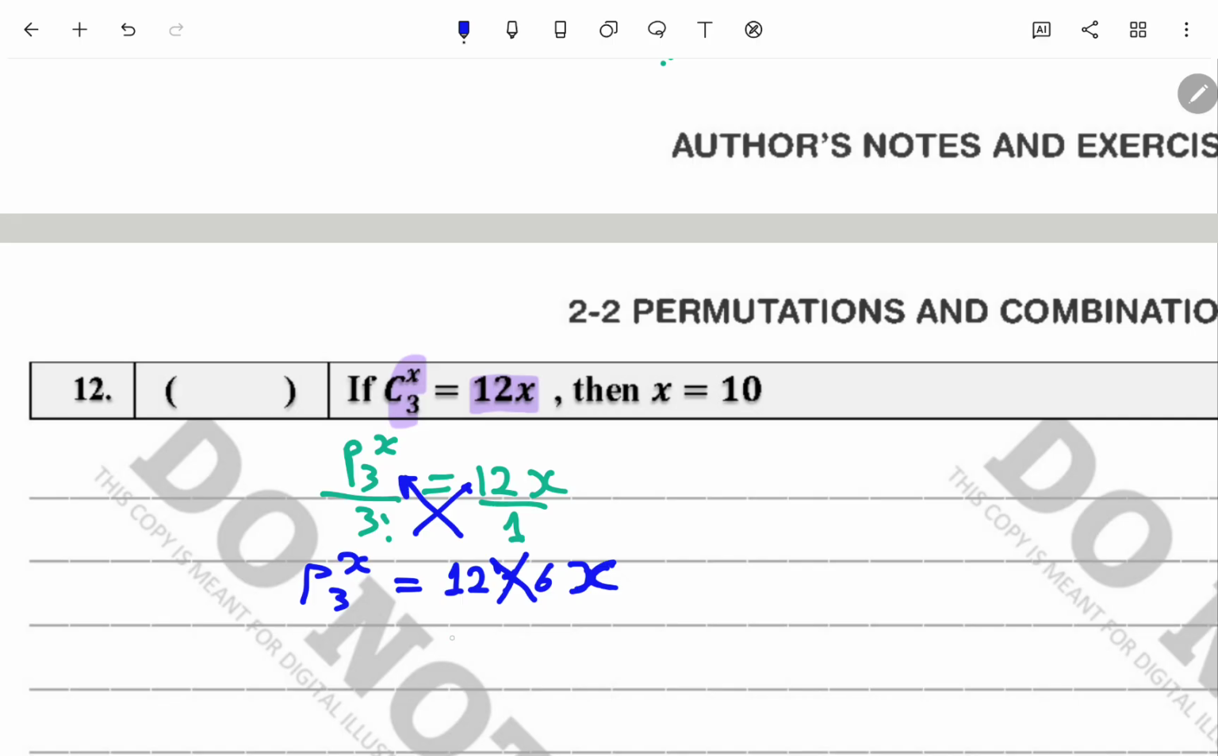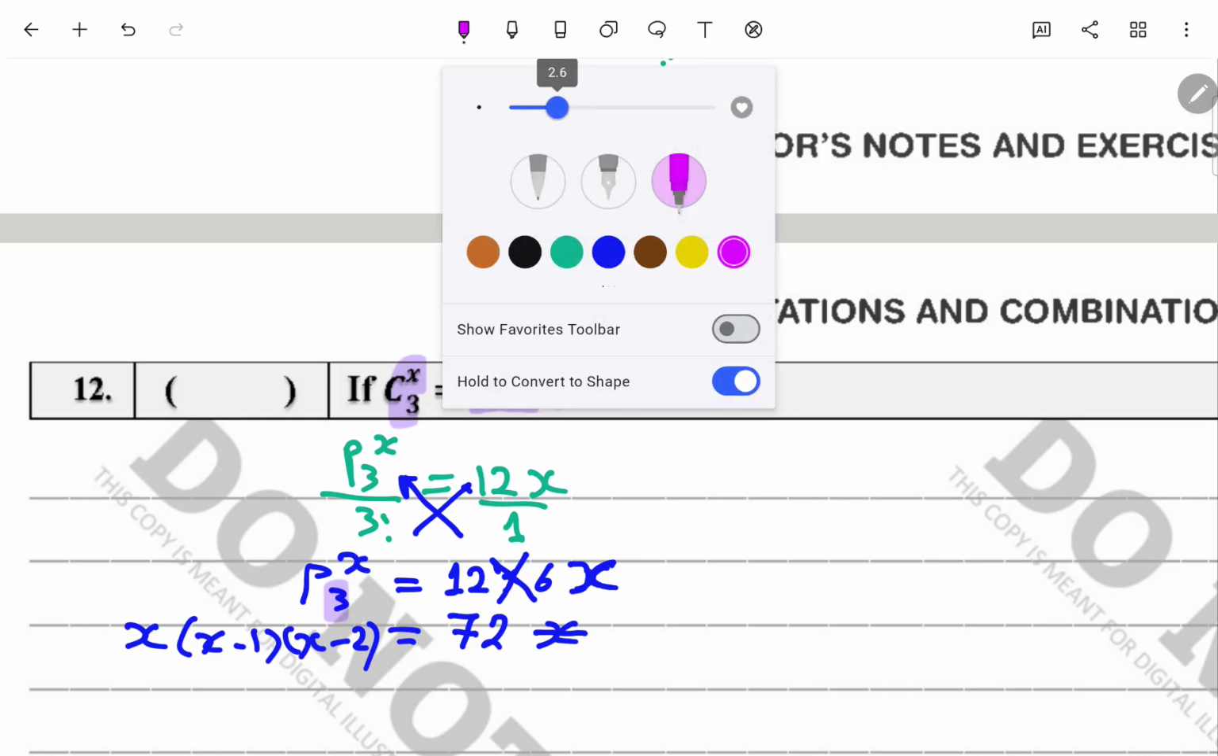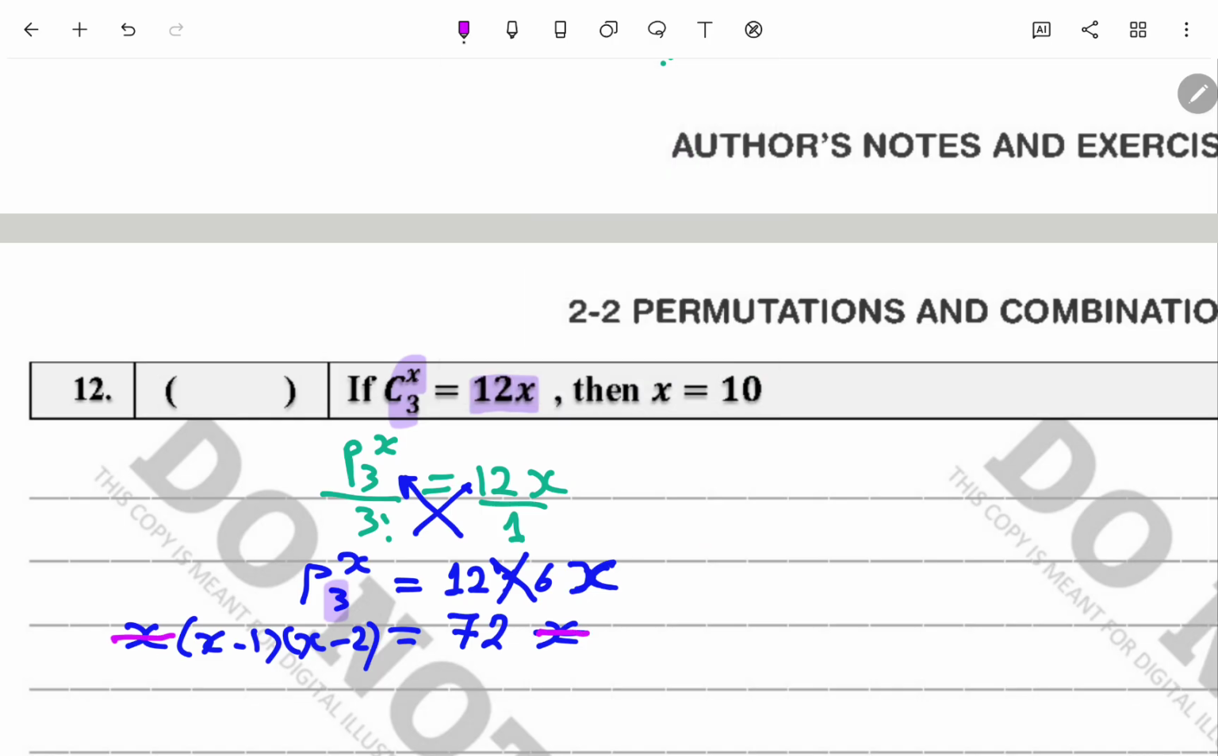Now you can get 72 multiplied by x, and expand the left side by getting 3 factors here. Start with x, then x minus 1, then x minus 2. You can cancel this x from the right side with x from the left side. And you will have 2 factors, and they are consecutive, written from the biggest: x minus 1, then x minus 2, all equals 72.